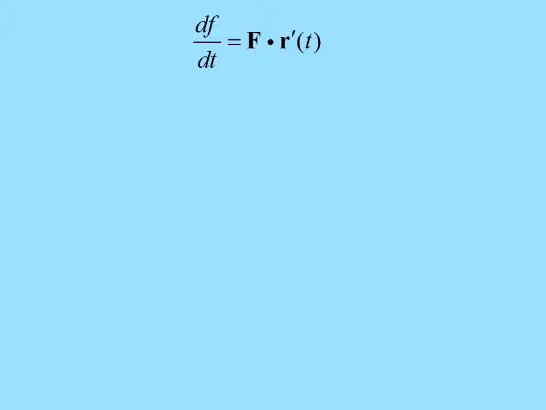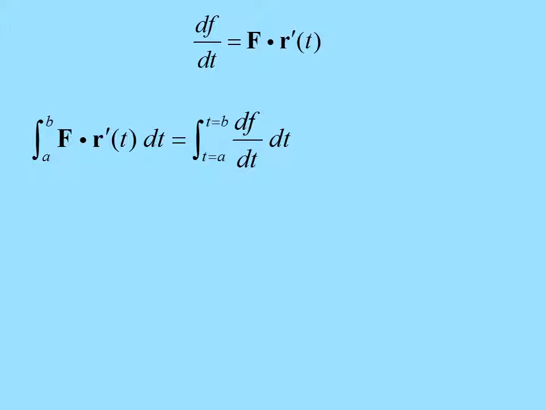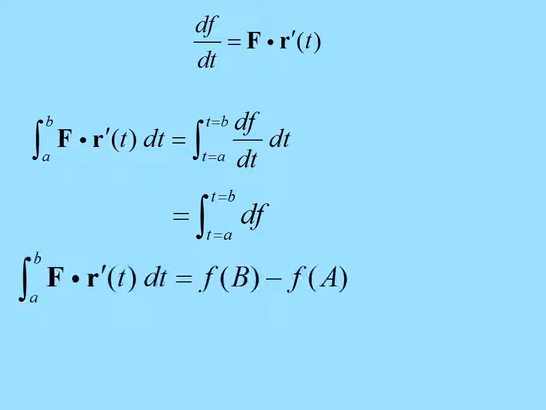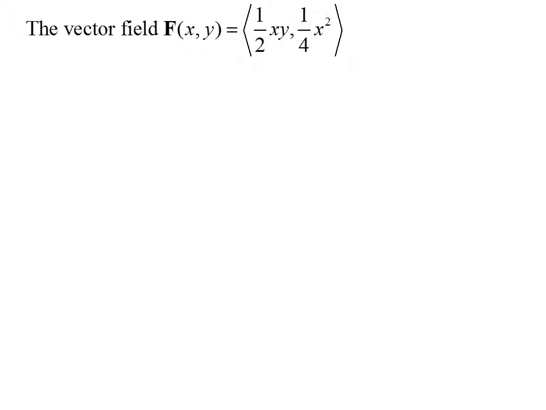Now, since this is df dt, we can do the integral of that by integrating df dt. Well, that would be the same as the fundamental theorem of calculus with a little revision, and that's the capital A means the point where t is equal to a, and capital B is the point where t is equal to b. Now, I'll show you how to use the fundamental theorem of line integrals on a specific example here.